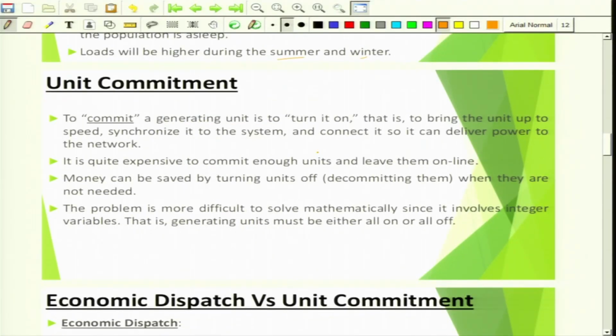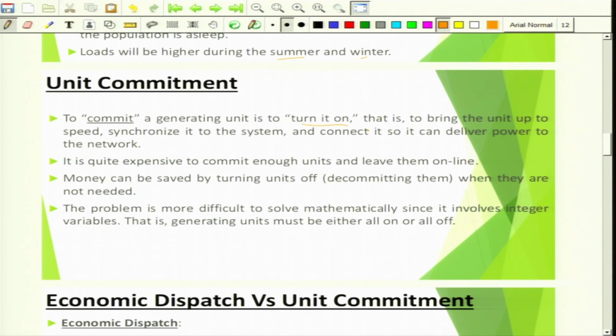Now you need to consider all these constraints also, like ramp rate constraints and how the unit would perform for a specific change in the load demand. Now unit commitment is a broader way of dealing with the problem, it is beyond just economic dispatch. To commit a generating unit is to turn it on, that is to bring the unit up to speed, synchronize it to the system and connect it so it can deliver power to the network. So if you are committing a generator, it includes synchronizing with the grid and then ensuring that that specific generator is available for that specific duration. You are committing it for that specific time, and this generator will be available to meet the load demand.